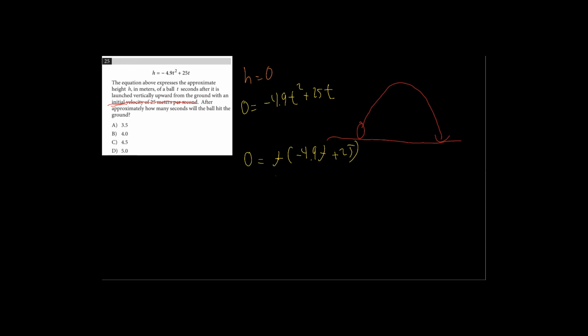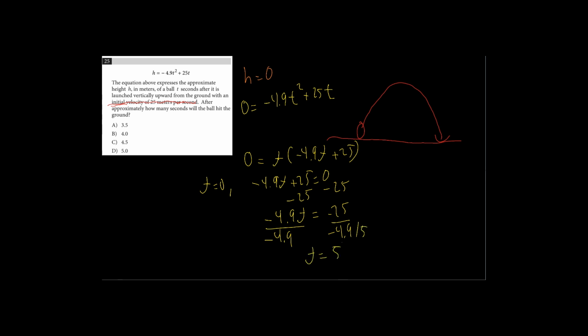And this is where we just set each term equal to 0. So that's t equals 0, as well as negative 4.9 t plus 25 equals 0. I'm going to subtract 25 from both sides. You get negative 4.9 t equals negative 25, and divide that by negative 4.9. Negative 4.9 is pretty close to 5, so I'm just going to actually divide by 5. So this is now t equals 5, and that answer choice is letter D, so that will be my answer.